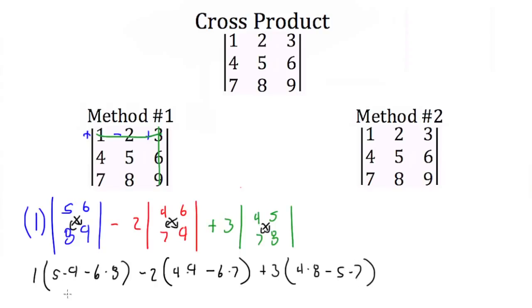So what I have is 1 times a negative 3 minus 2 times a negative 6 plus 3 times a negative 3. This is equal to 0. So the determinant of this matrix is equal to 0. Now let's try our second method. And let's make sure we come up with the same answer.